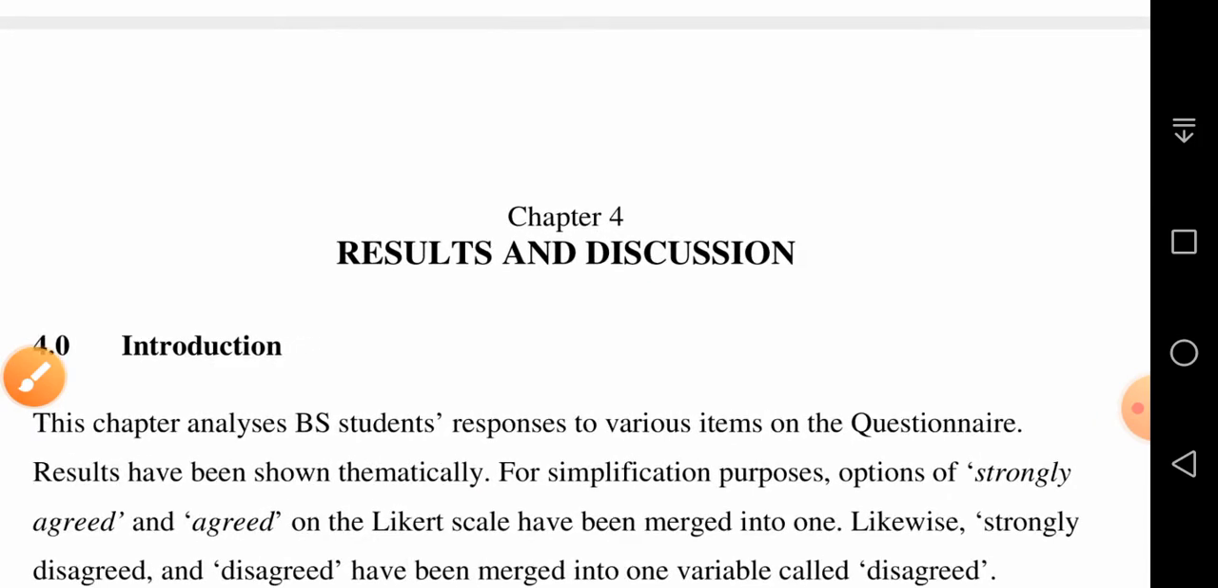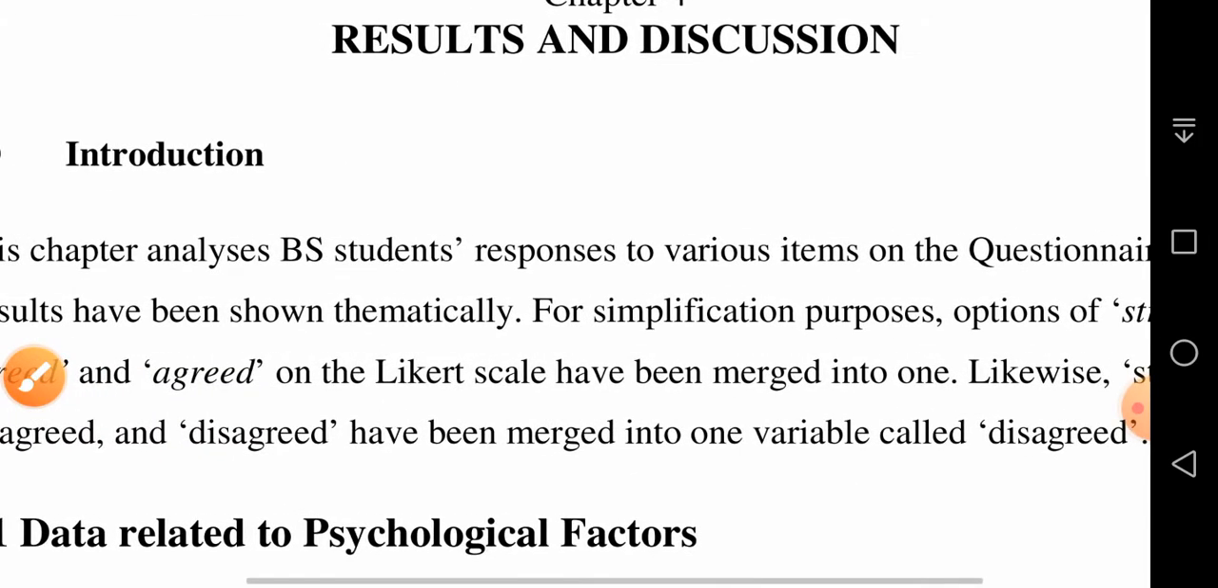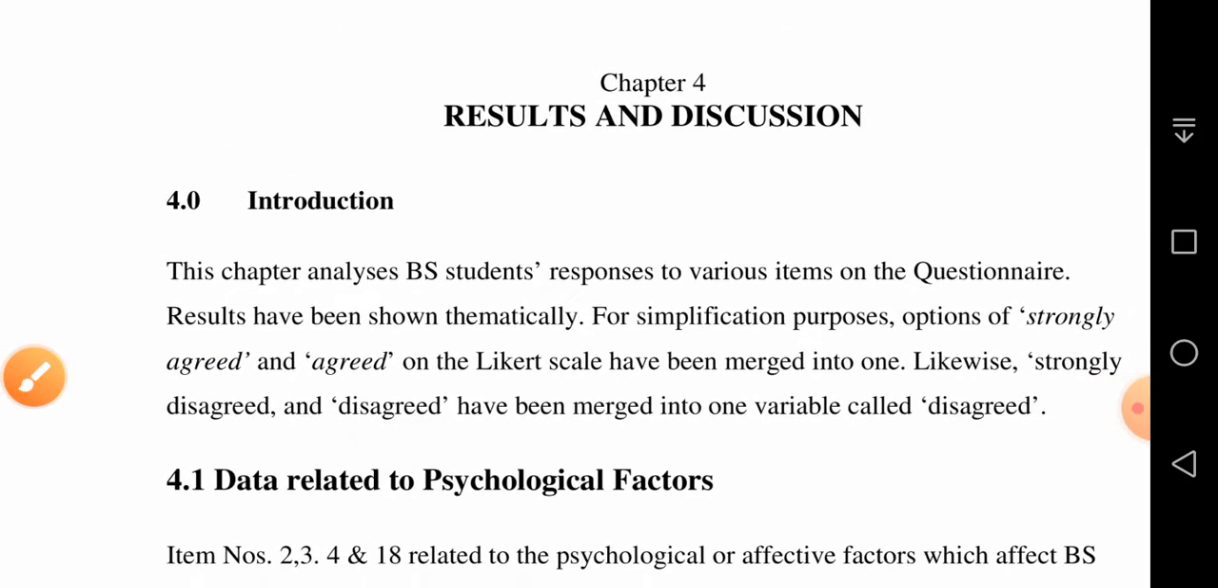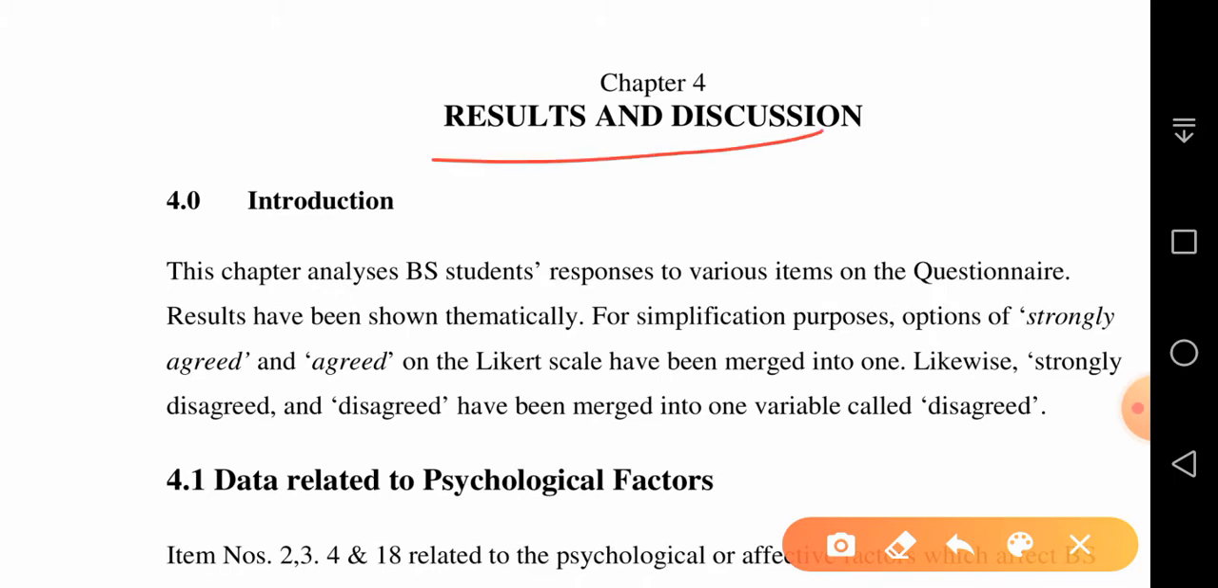Line spacing: usually when you submit your research report to your supervisor, it is kept at 2, so the vertical space between the lines is 2. But when you submit a final report, usually it is kept at 1.5 between lines. Now what is chapter 4? It deals with results and discussions.